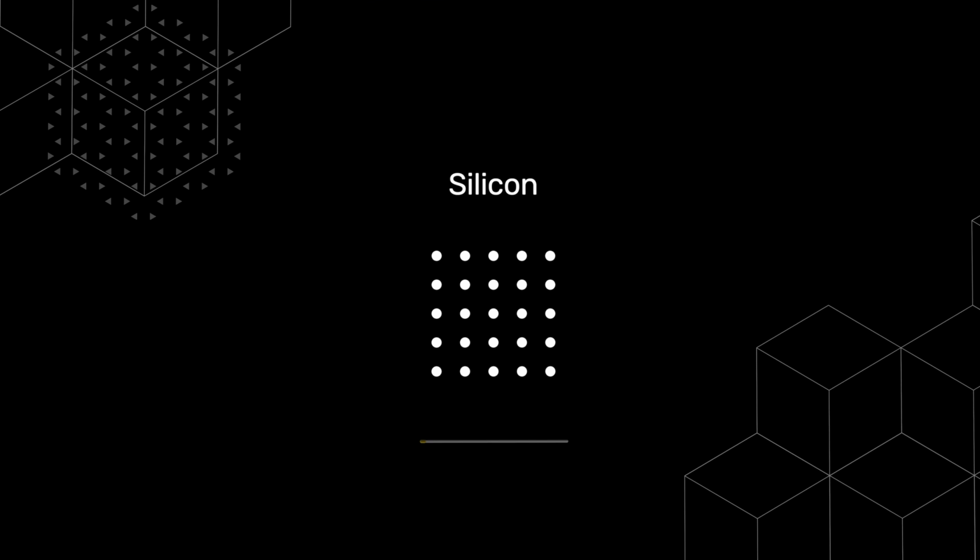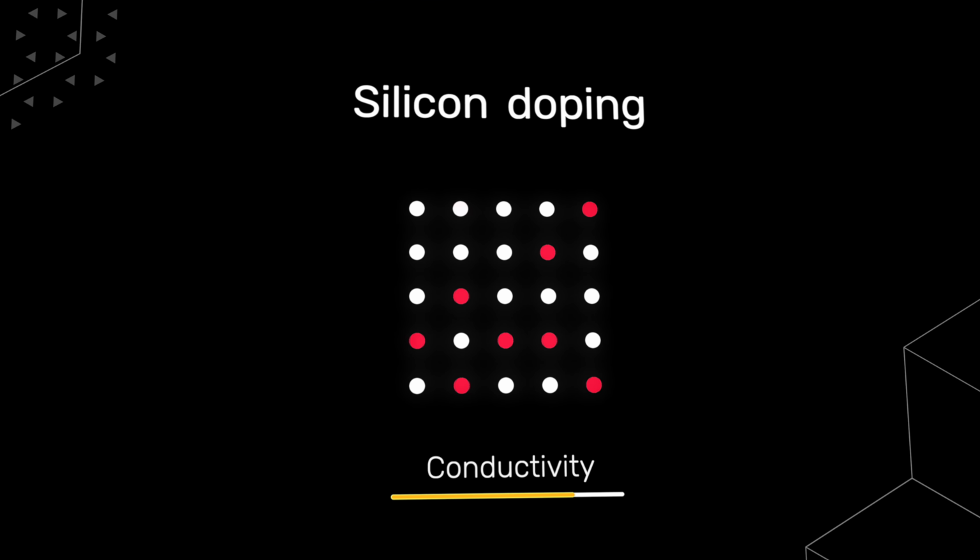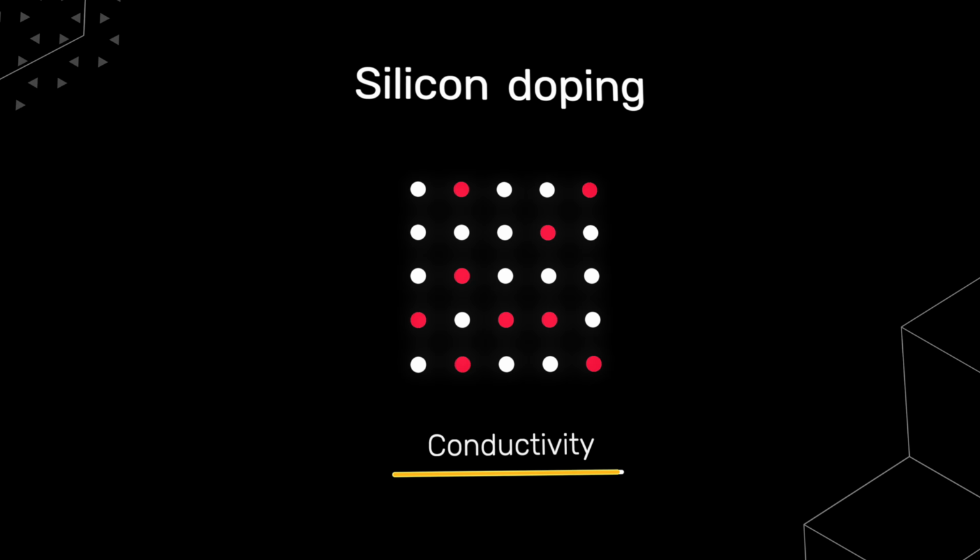The most common semiconductor is silicon. It's abundant, stable, and easy to purify. When mixed with small amounts of other elements, impurities, a process called doping, silicon's electrical properties can be precisely tuned.